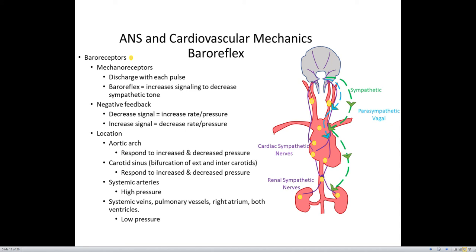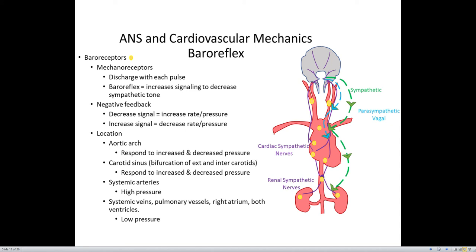And as you can see in the figure to the right, they're located in the aortic notch, and this particular baroreceptor set will respond to increased and decreased pressure. They're located in the carotid sinus, and these baroreceptors are going to respond to increased and decreased pressures as well. But they're also located in the systemic arteries, where they're basically going to respond to high pressure. They're located in the systemic veins, pulmonary vessels, right atrium, and both ventricles. And in these situations, they will respond to low pressure.